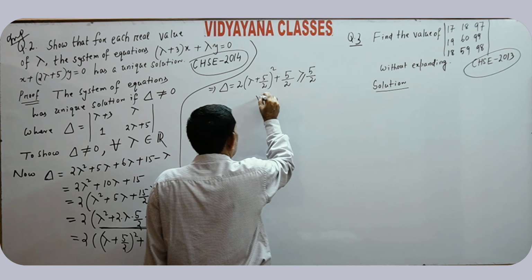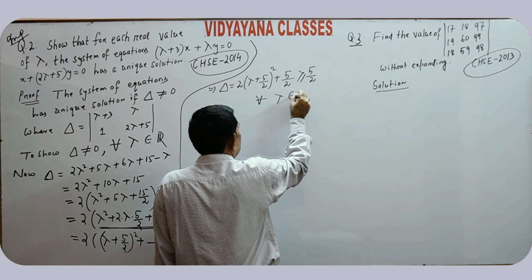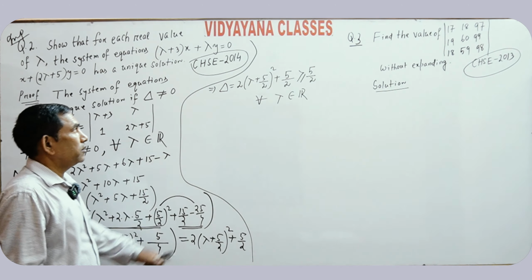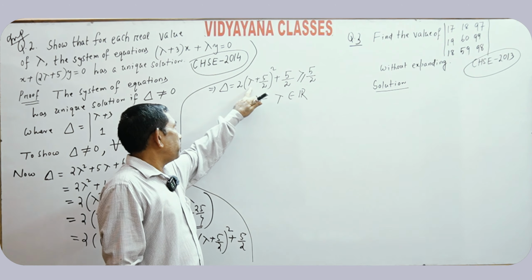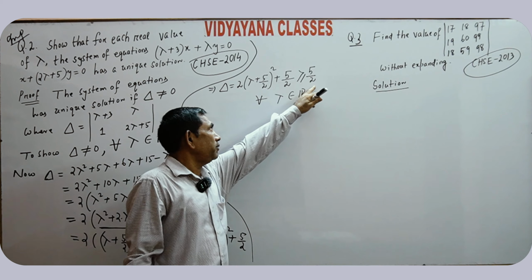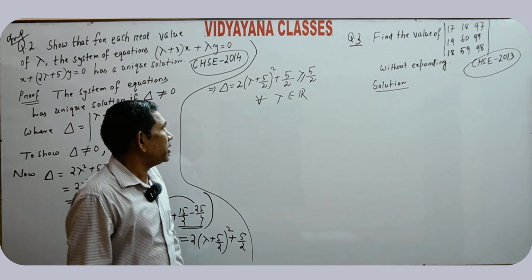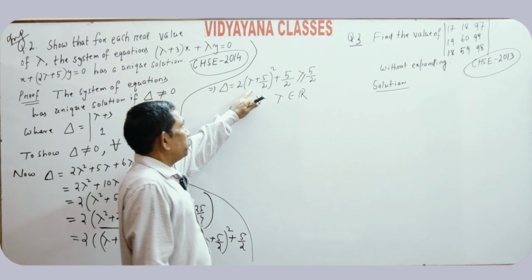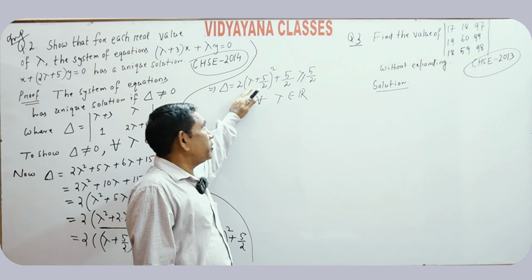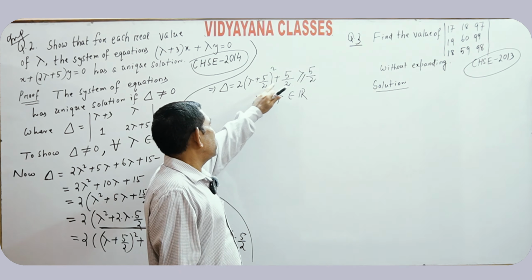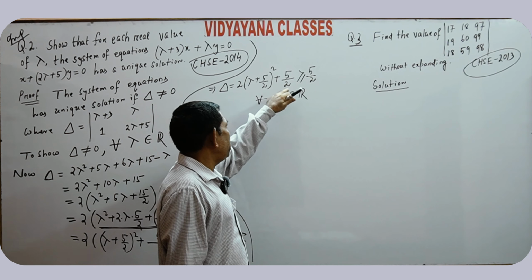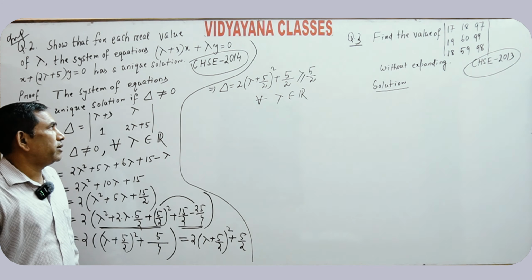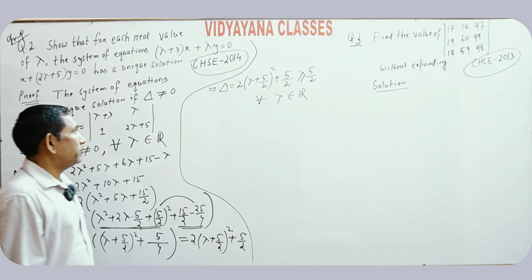For all lambda belongs to set of real numbers. Lambda is equal to minus 5 by 2, the value is 5 by 2. Otherwise, it is greater than 5 by 2. For lambda is equal to minus 5 by 2, this term is 0. The value is 5 by 2. Otherwise, the result is always greater than 5 by 2.